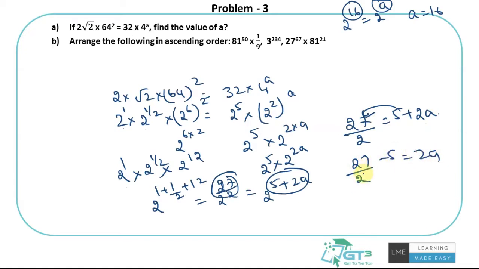So 2 5s are 10. 27 minus 10 is 17, so 17 by 2 is 2a. And a is 17 by 4, which is like 4.25. I have to write in decimals. But anyway, this is how we have to do it, right?